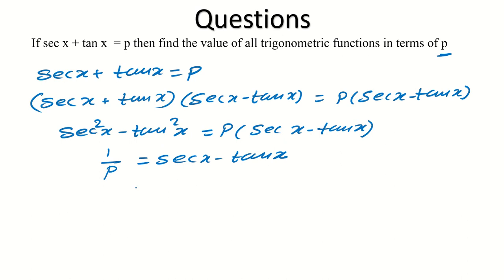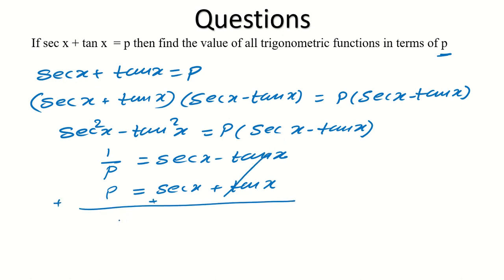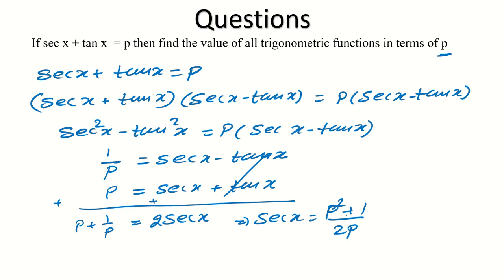And our original equation was sec x plus tan x equals p. Add them and by adding them you will just cancel this tan and it will be 2 sec x is equal to p plus 1 upon p, means sec x will be equal to p square plus 1 upon 2p. Now just make a triangle because they are asking for all trigonometric functions. So this is, say for example, x. So this is p square plus 1, the hypotenuse, and 2p is this one.